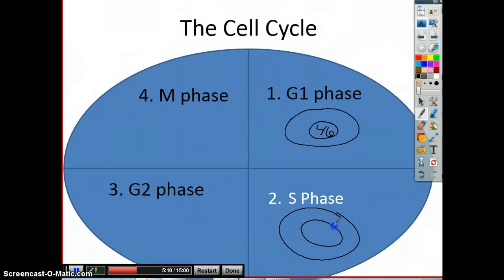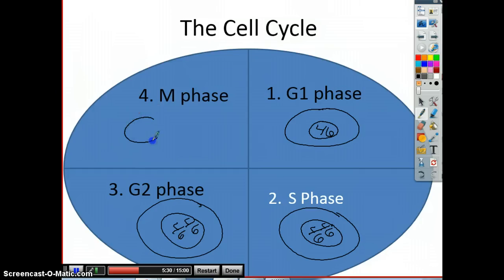So I'm going to draw my nucleus, and I had 46, but all of those duplicated, so I have 46 again. G2, it's going to look like the S phase, but it's just making sure that we have two sets of 46. And then with mitosis, that one big cell became two smaller cells, each with the proper number of chromosomes, and for humans it's 46.